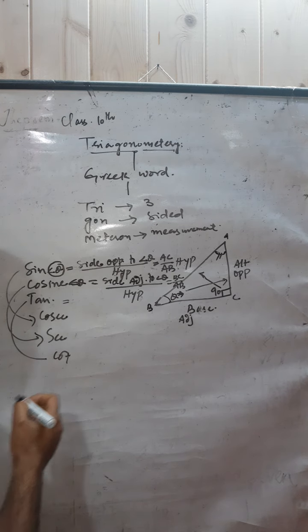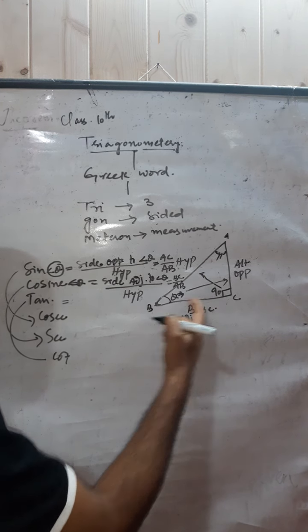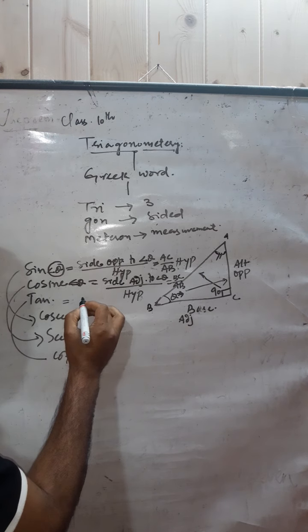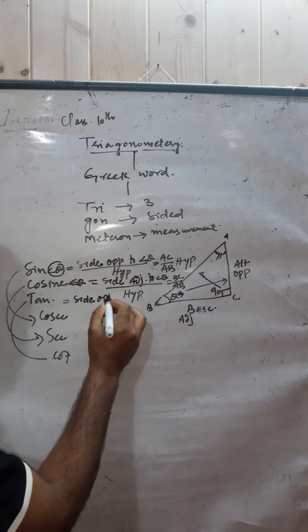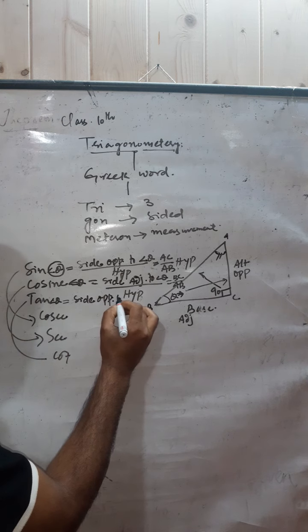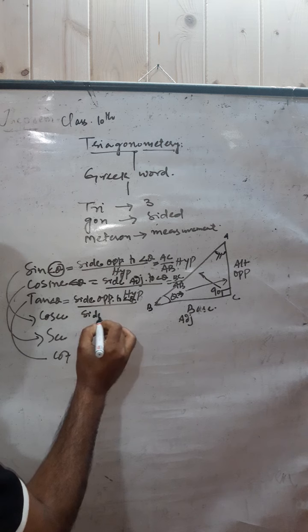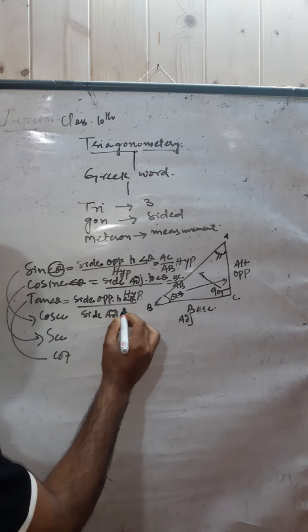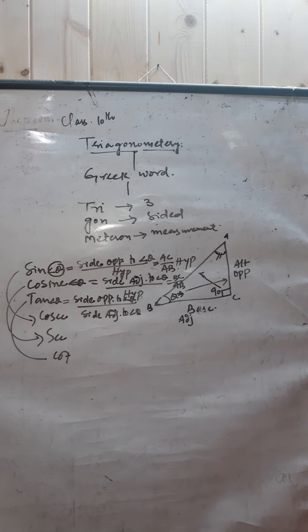Then we have tan of angle theta. Tan of angle theta is equal to side opposite upon side adjacent. So simply we will write it as side opposite to angle theta upon side adjacent to angle theta.